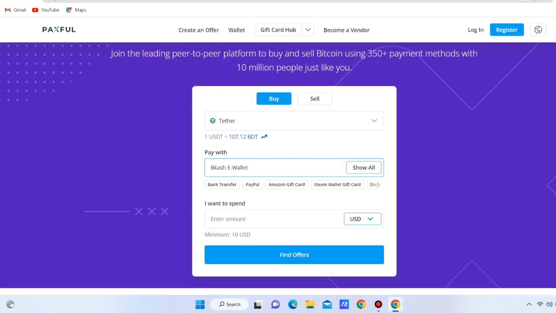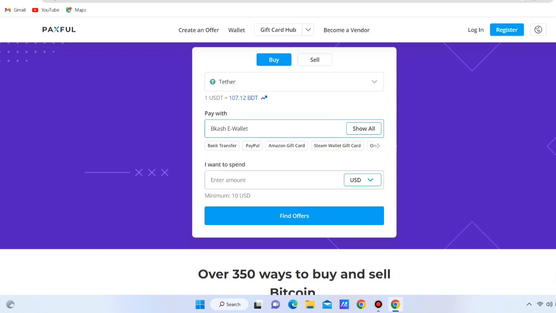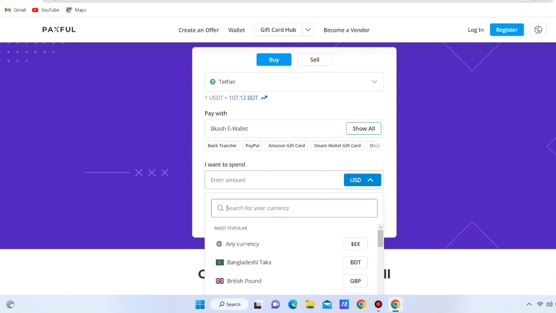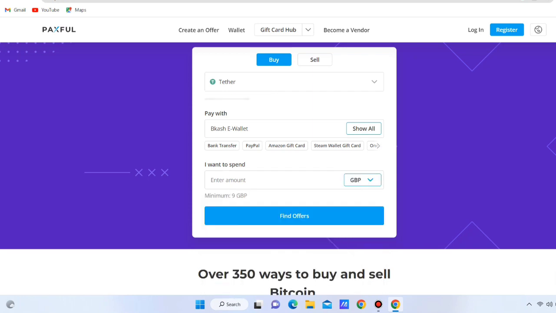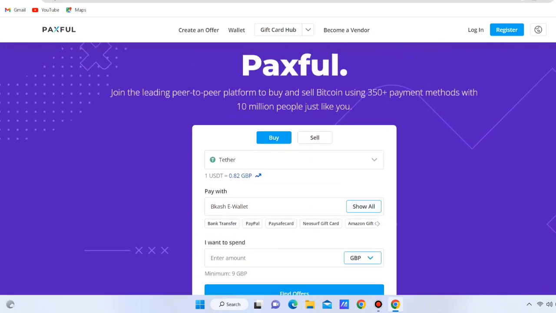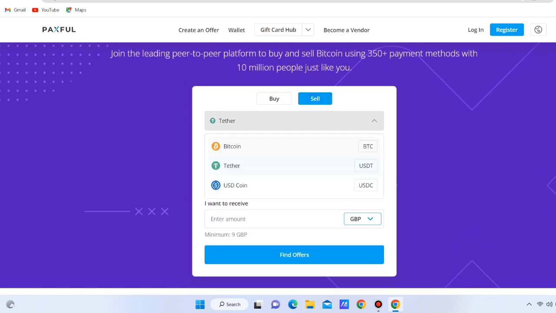Okay, now click bKash wallet, and also the other option, I want to spend USDT. Okay, I click USDC and the Paxful option. So Bangladeshi taka or British pound. Okay, and now I will sell the Bitcoin.